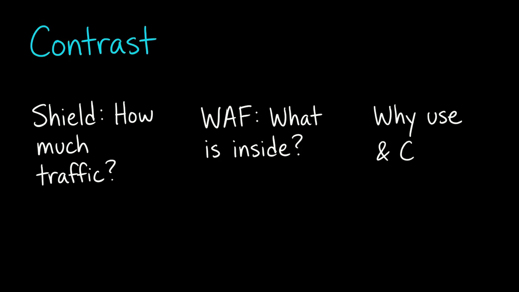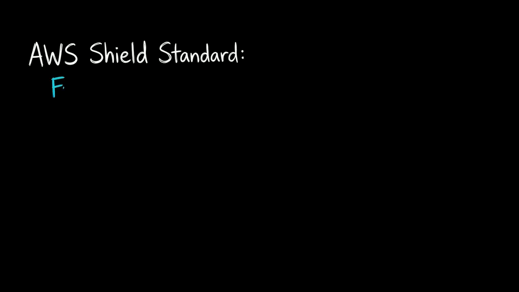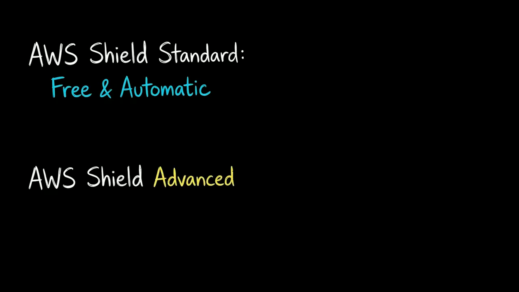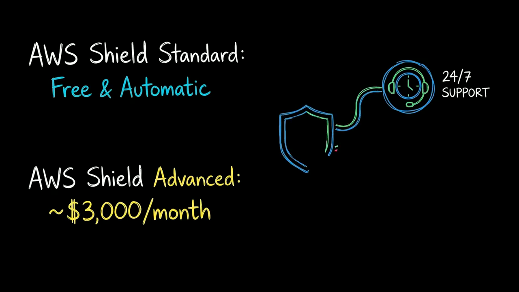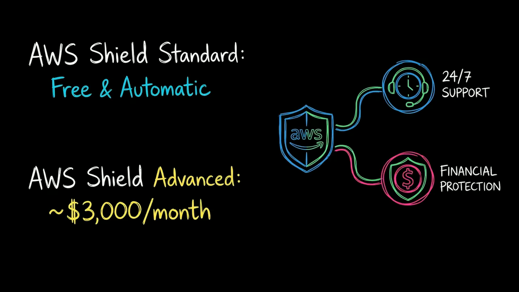Now let's talk about why you use these services and what they cost. You are actually already using AWS Shield Standard right now, even if you never configured it yourself. Shield Standard is automatically enabled for every AWS customer at no additional cost. AWS quietly protects your infrastructure from common DDoS attacks in the background. There's also AWS Shield Advanced. That version costs about $3,000 per month. With Shield Advanced, you get stronger protections, access to the AWS DDoS response team 24 hours a day, and financial protection against massive scaling costs during an attack.